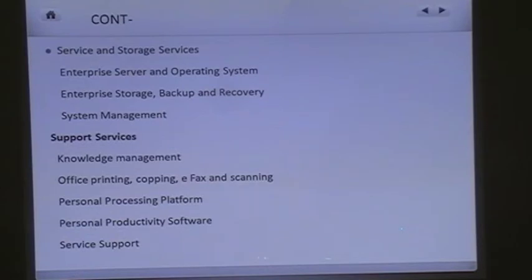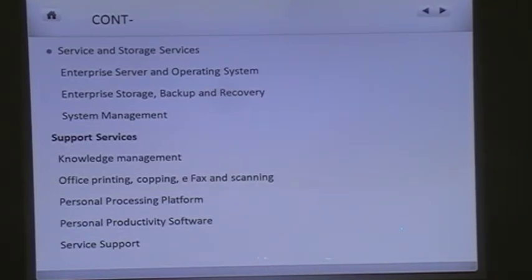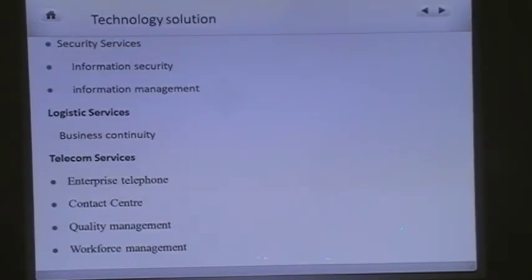That means a call needs to be answered, a resolution to the customer's problem needs to be achieved in a particular point in time. There will also be some logistical services. That means and you will also have certain telecom services.